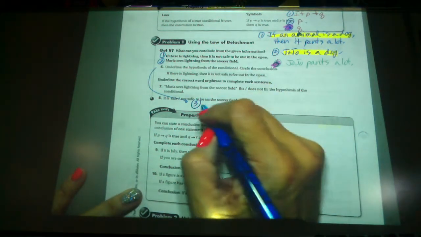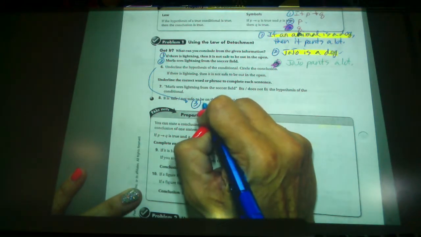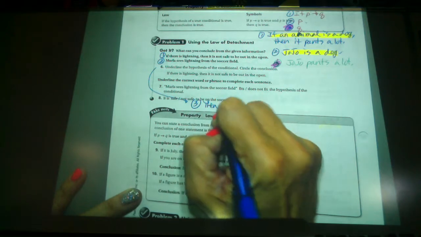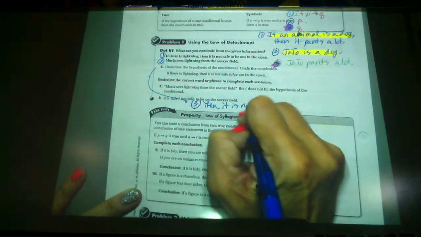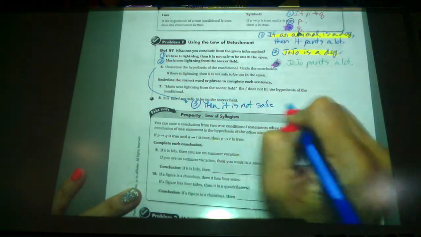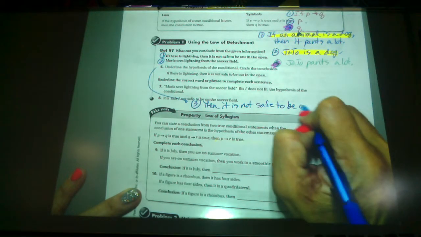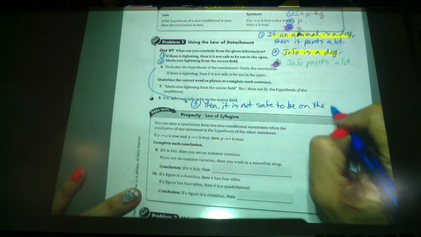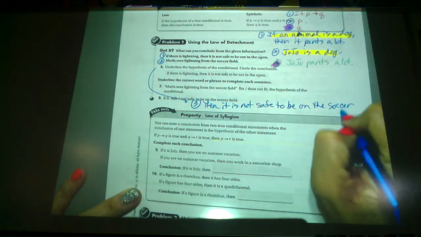So statement 3. Then it is not safe to be on the soccer field. You don't have to use the word then in there, but you can. It makes it easier sometimes.